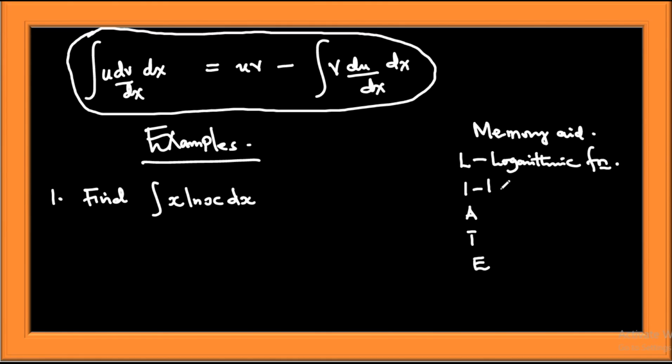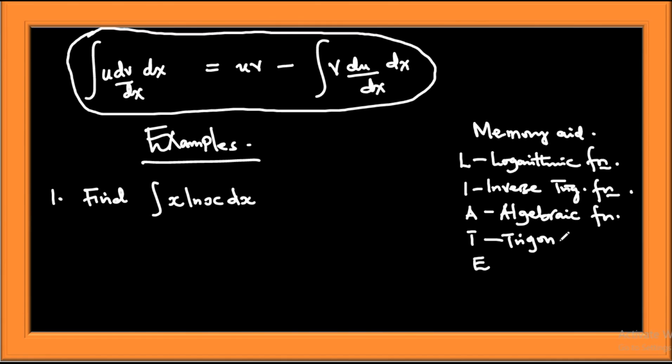I is an inverse trigonometrical function. A is an algebraic function. T is a trigonometrical function. And finally, E is an exponential function. Now, the most important thing is knowing that we are going to be making two choices.